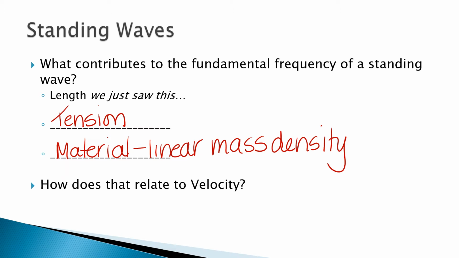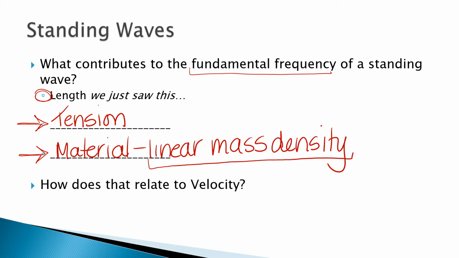Just to recap, in number 11 on your notes, we finished off with length matters when it comes to finding the fundamental frequency of a standing wave. We also examined the idea of tension and material, and specifically I introduced the term linear mass density, and said that's what we're going to figure out in the lab. What is the relationship velocity has to tension and to linear mass density, which is U? And in the lab specifically, you were finding A and B. So hopefully you've done that and you've processed that data.